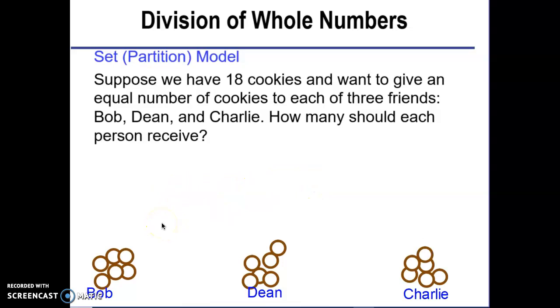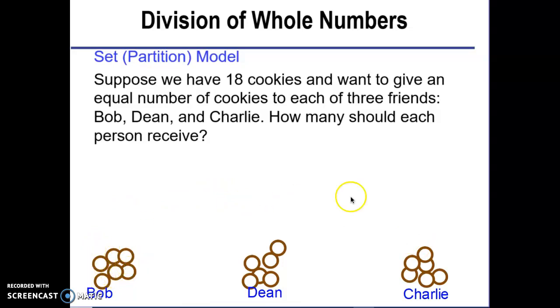Just in some way, make sure that I can tell that the way you're doing this is giving 1 cookie to each friend and then going back and giving a 2nd cookie and then going back and giving a 3rd cookie, right? It's important that you go 1 by 1 to the friends. So Bob, Dean, and Charlie all have an equal number of cookies, and that's the answer to the question. How many cookies does each person have?